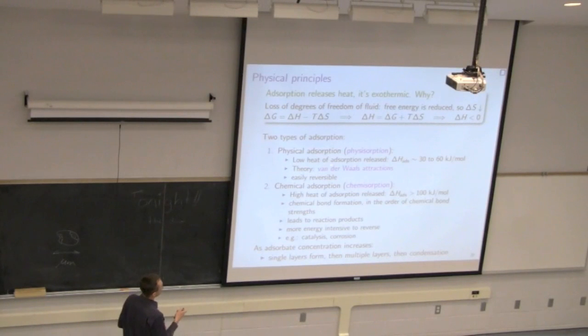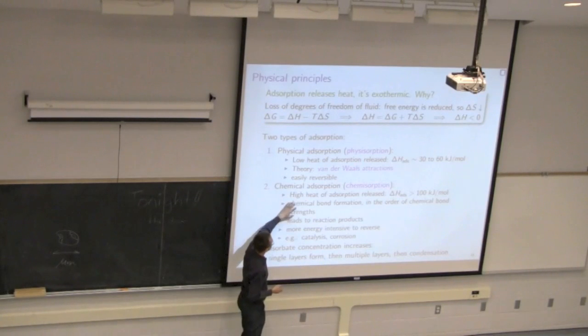That also means if that heat released is low, it's fairly easy to undo the attraction, right? So if the physical van der Waals attraction is a really small amount of heat, we can undo it by adding a small amount of heat.